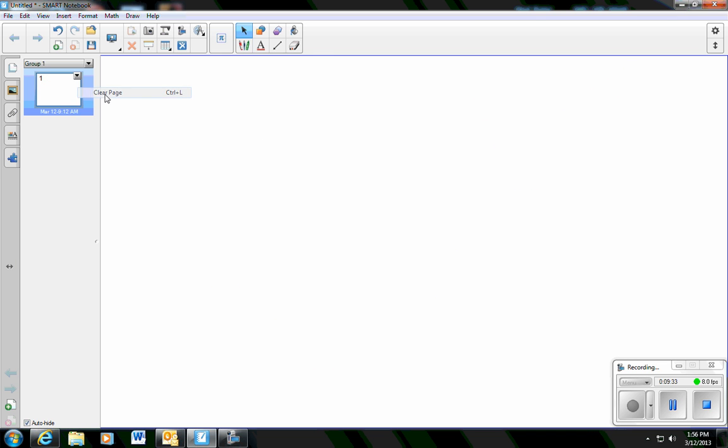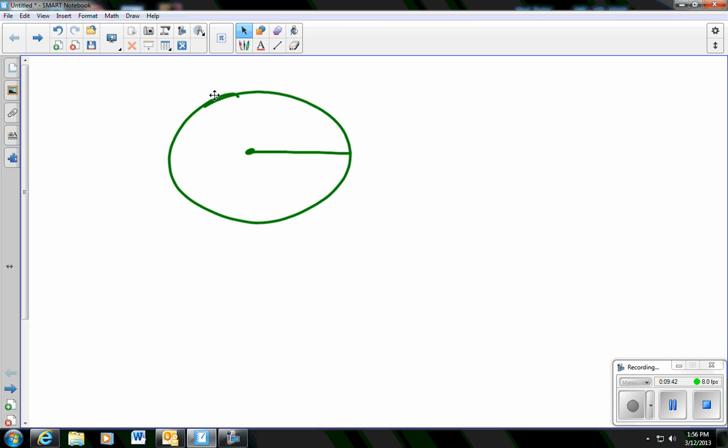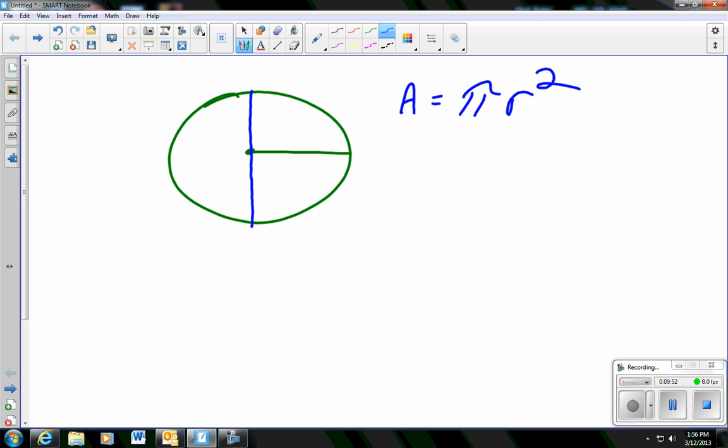And the last one for area is a circle. So in a circle, you have that measurement, or you have the measurement that goes all the way across. Okay, so the formula is area equals pi r squared. So the green line here, this line is your radius. And the blue line here is your diameter. Okay, so radius is halfway across, diameter is all the way across.